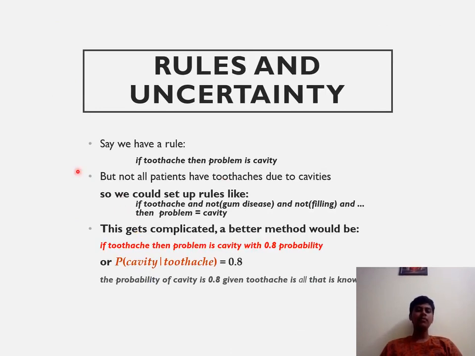Rules and uncertainty. Say we have a rule: if toothache, then problem is cavity. But not all patients have toothaches due to cavities. So we could set up rules like: if toothache and not gum disease and not filling, then problem is cavity. This gets complicated. A better method would be: if toothache, then problem is cavity with probability 0.8, that is, P(cavity | toothache) = 0.8.